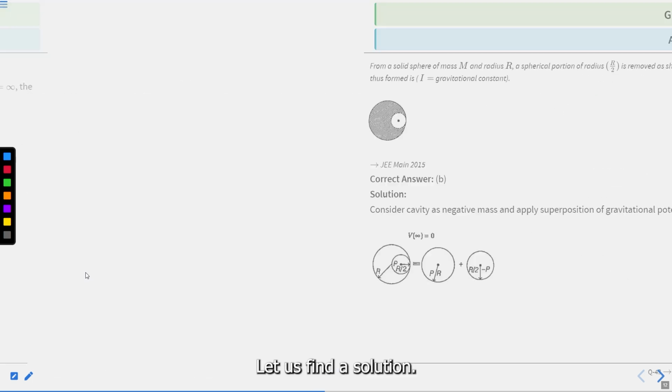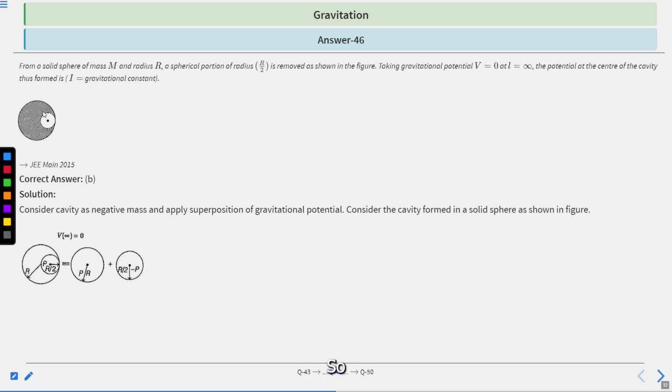Let's find the solution. Consider the cavity as negative mass and apply superposition of gravitational potential. Suppose this is the cavity. Consider the cavity formed in a solid sphere as shown in the figure. V is equal to 0 when x approaches infinity.